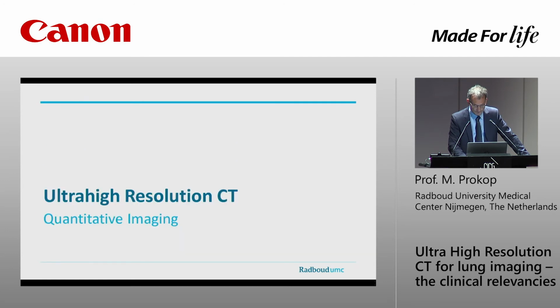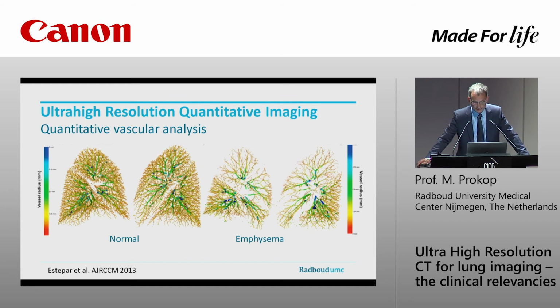Now, applications could ultimately be quantitative imaging, and we've seen applications using normal scanners, for example, the pulmonary vasculature as an indirect sign for emphysema, but also for pulmonary fibrosis.